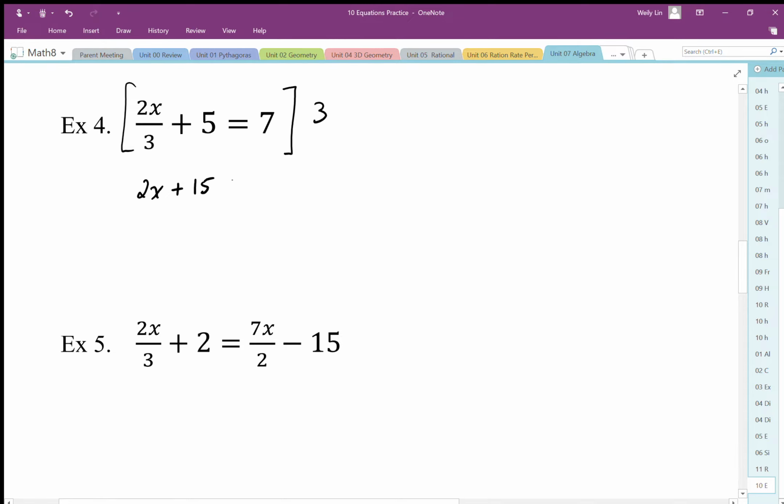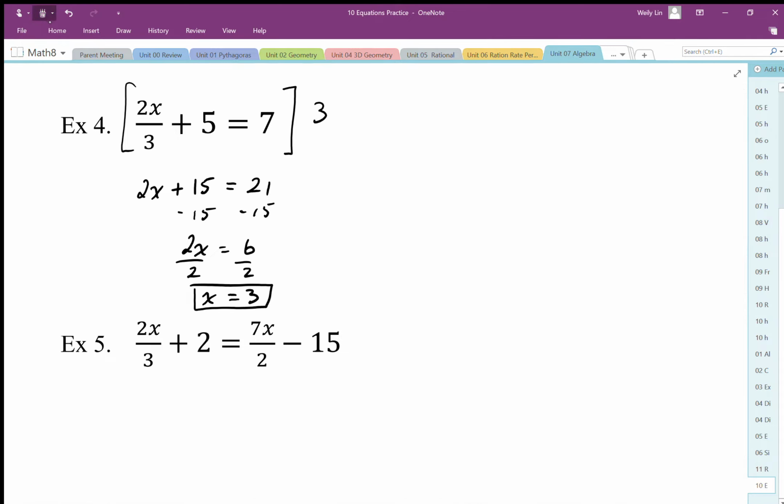Plus, now we have to make sure we account for everything. 5 times 3 is 15, 7 times 3 is 21. I'm going to subtract 15 from both sides. So I get 21 minus 15 is 6. Again, notice I'm showing everything vertically. I can track all my terms vertically. Divide by 2. I end up with x is equal to 3.